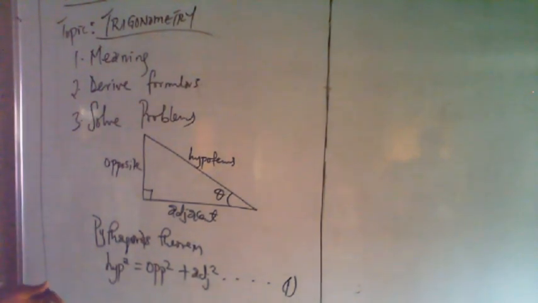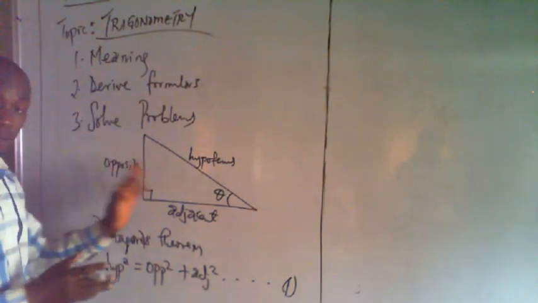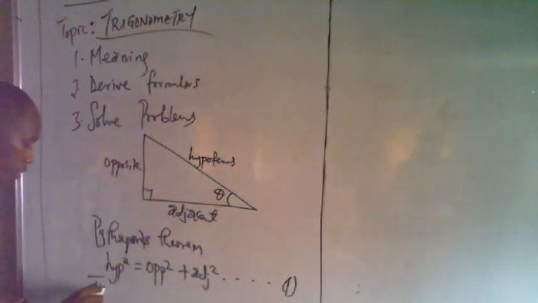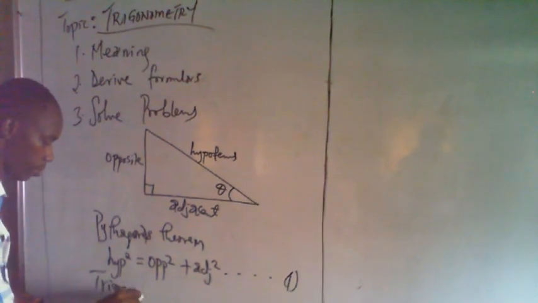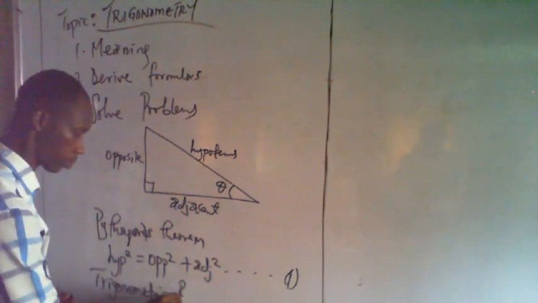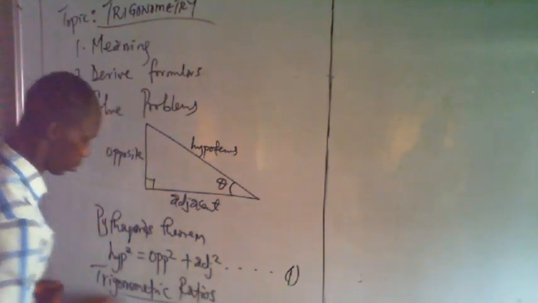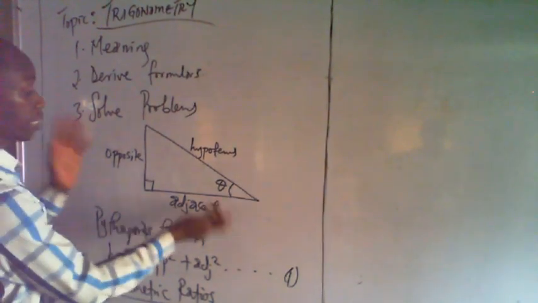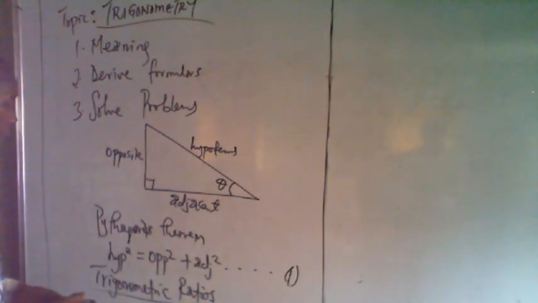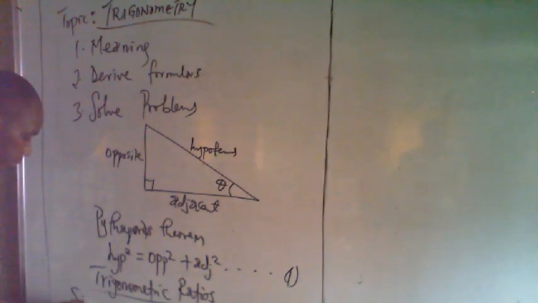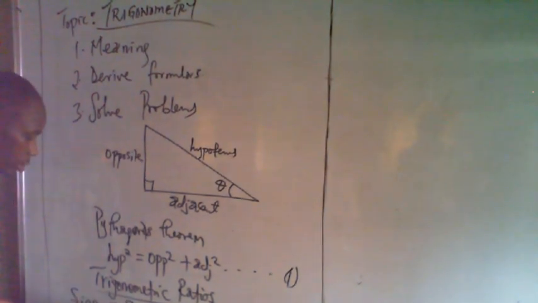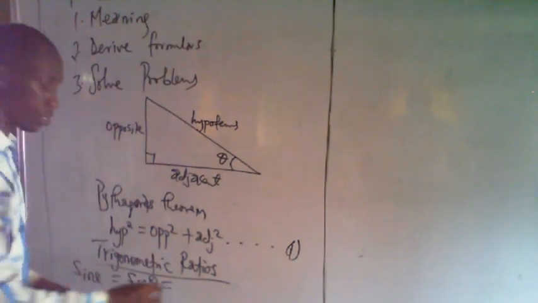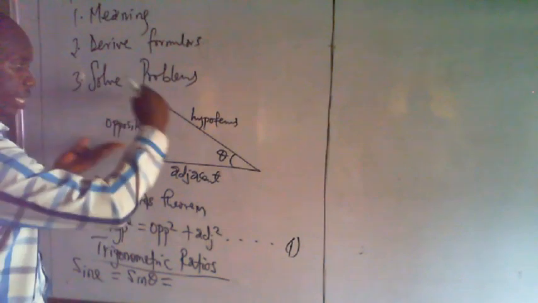So let's look at the comparison of the sides of a right angled triangle, which is referred to as trigonometric ratios. When we talk about trigonometric ratios, we're talking about the comparison of the sides of a right angled triangle. And the first one is sine. Sine is expressed in terms of the angle, theta, and this is given as the opposite over the hypotenuse.